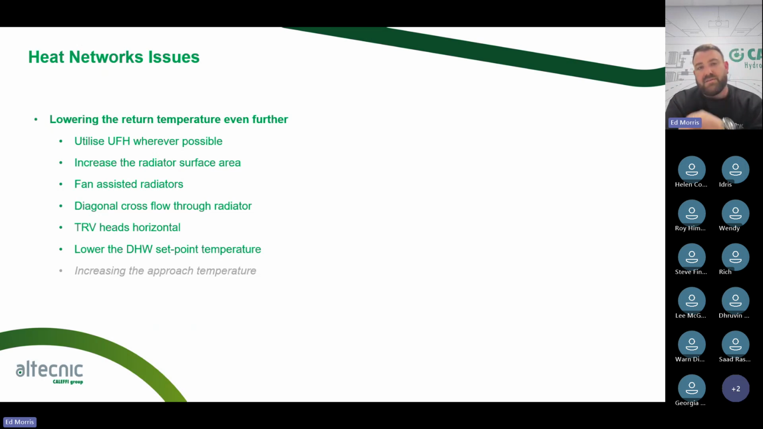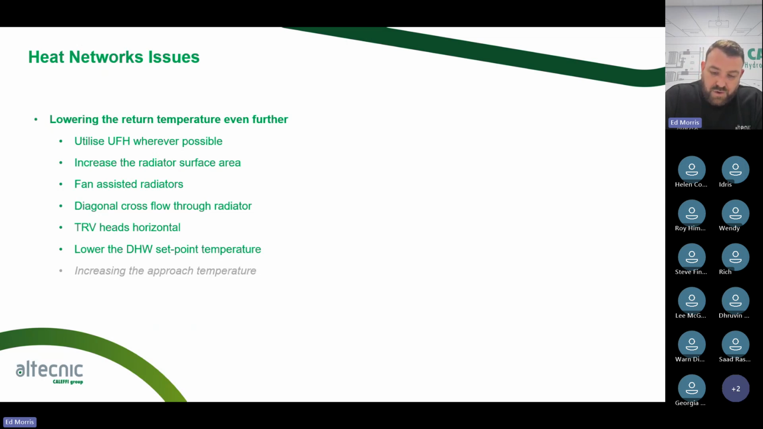If we look at a system itself, if we imagine the surface area of a floor with underfloor heating, that is far greater than any panel radiator you're ever going to get on the wall. So the energy transfer you can take out of the system is far greater. You're circulating at a lower temperature, but you're also extracting more energy because you've got a greater surface area. If you are going to remain with radiators, increase the radiator surface area.